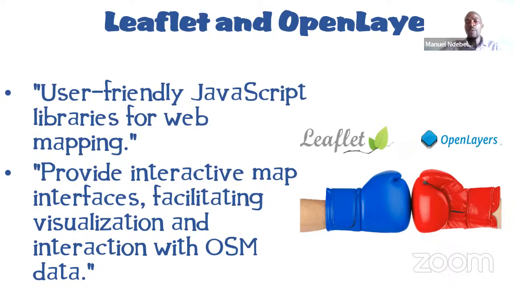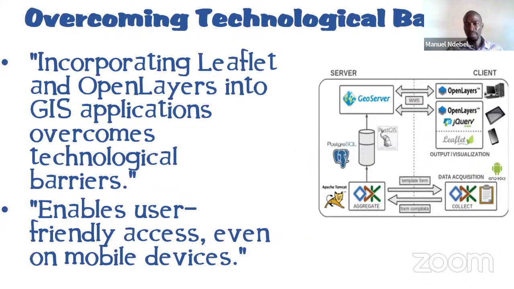So it's a matter of us taking the OpenStreetMap data, putting it into GeoServer, customizing it, and then pushing it to JavaScript. On JavaScript now, by making use of OpenLayers and Leaflet, we can even produce a mobile application for data collection and even for visualization for our data access.